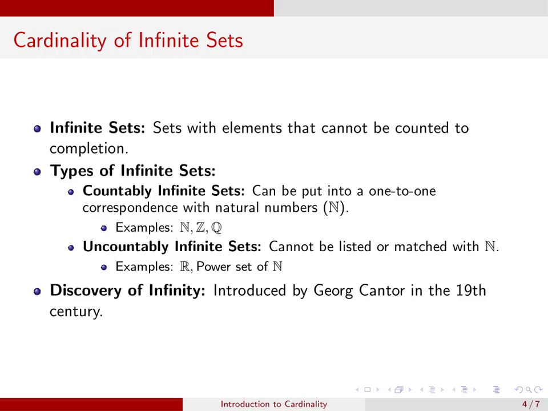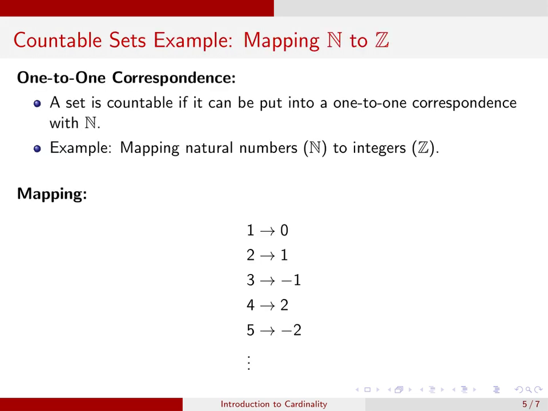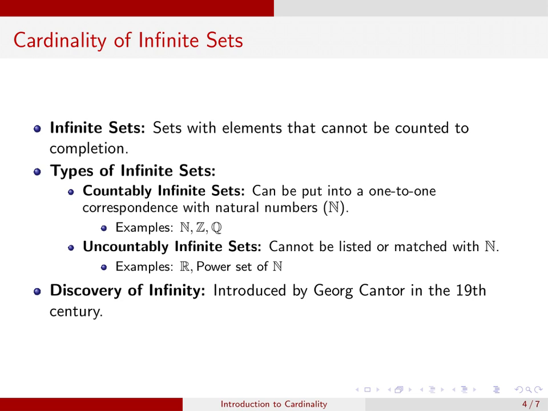Unlike finite sets, infinite sets cannot be fully counted in a traditional sense. Infinite sets come in two main types, countably infinite and uncountably infinite. Countably infinite sets, such as the natural numbers, can be paired one-to-one with the natural numbers themselves. For example, if you list the integers as 0, 1, -1, 2, -2, and so on, we can assign each of the natural numbers: 1 to 0, 2 to 1, 3 to -1, 4 to 2, and so on. Uncountably infinite sets, such as the real numbers, cannot be matched in this way. Their cardinality is fundamentally larger.